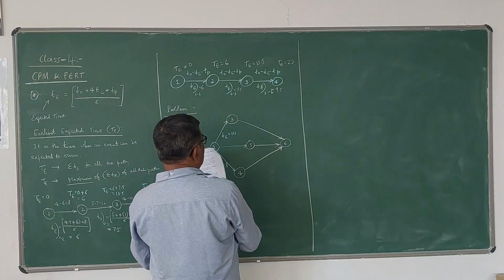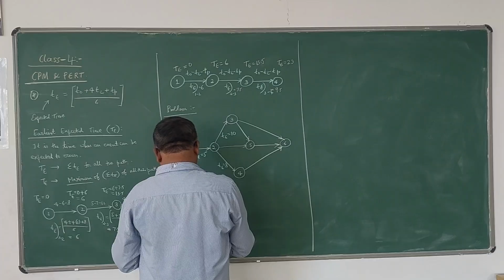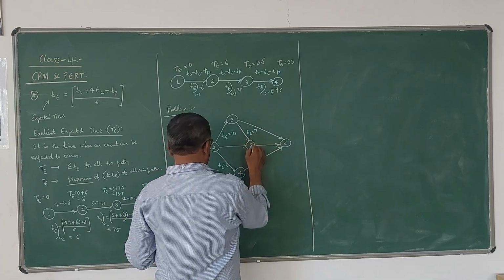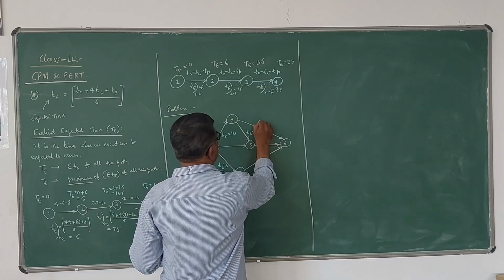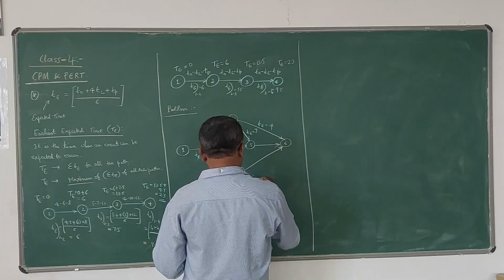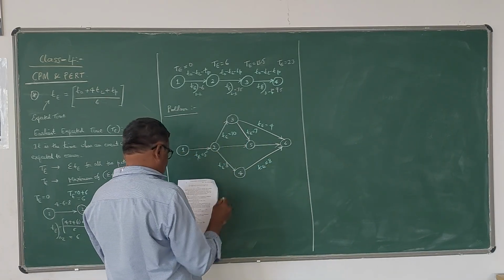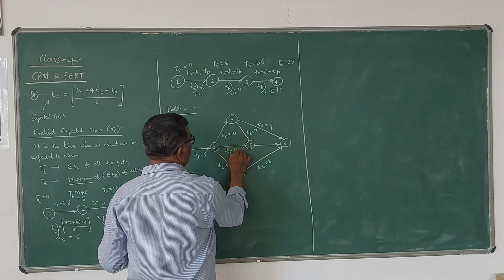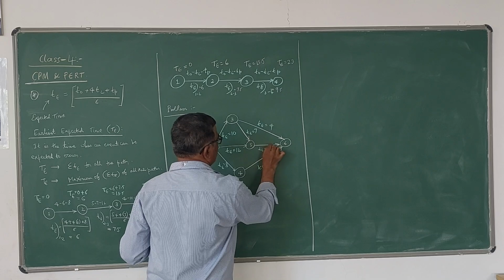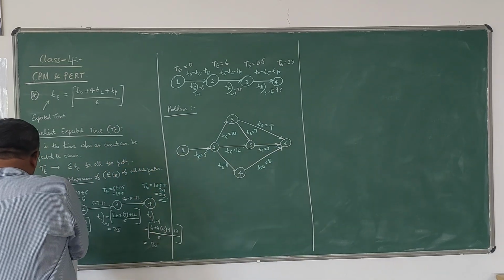Then you have 3, 5. For 3, 5, the value of Te is 7. For 3, 6, t value is 4. For 4, 6, Te value is 8. For 2, 5, Te value is 12. And for 5, 6, Te value is 5. So this is the network diagram.